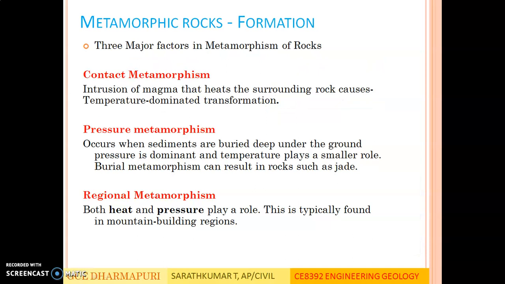Metamorphic rocks formation. The three major factors in formation of metamorphic rocks are given here. The first one is contact metamorphism. When the intrusion of magma that hits the surrounding rock causes metamorphism, it is called temperature dominated transformation. Pressure metamorphism occurs when sediments are buried deep under the ground. Pressure is dominant and temperature plays a smaller role in this type of metamorphism. Burial metamorphism can result in rocks such as shale.